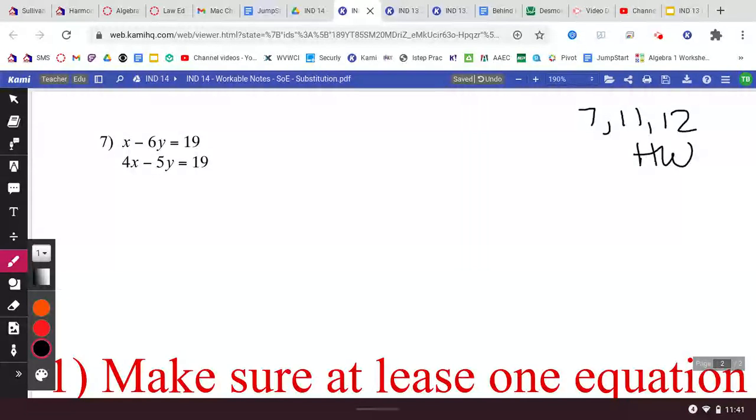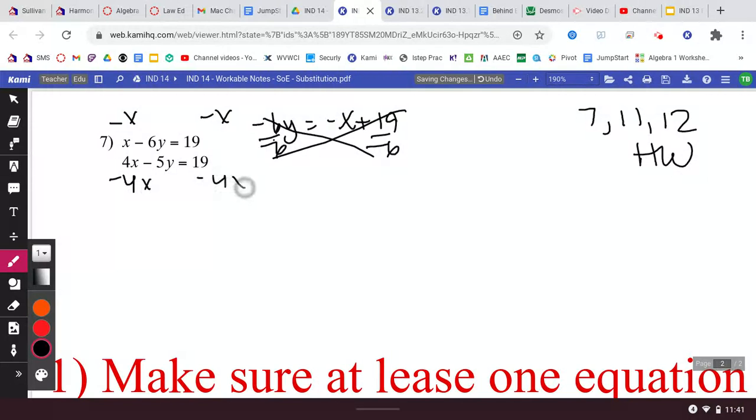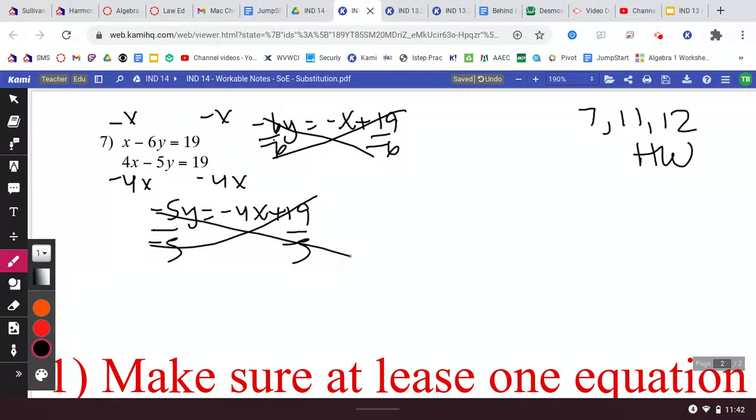All right, so let's think through if we were to get y by itself here. If I get y by itself here, I would minus x and minus x. That would give me negative 6y equals negative x plus 19. And when I divide by negative 6, do I want to mess with that? Nope, don't like that one. So let's look at the other one. I subtract 4x and I subtract 4x, and that leaves me negative 5y equals negative 4x plus 19. And then I divide by negative 5. Do I like that? Nope, don't like that one either. Both of those give me really ugly fractions.